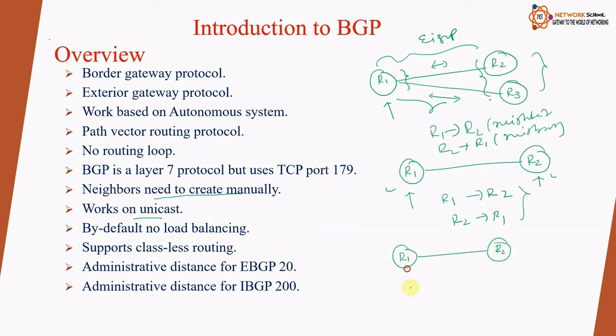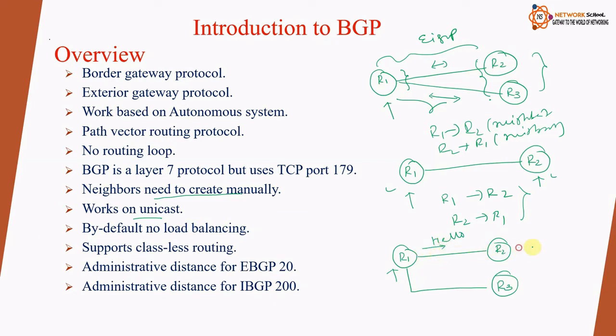If we have any other neighbor connected between R1 and R3, we have to go to R3 again and specify R1 is our neighbor. So in this case, the hello message which is sent between the neighbors is unicast. Let's say I am at router R1 and configure that R2 is my neighbor. Then the hello message will be sent to R2.